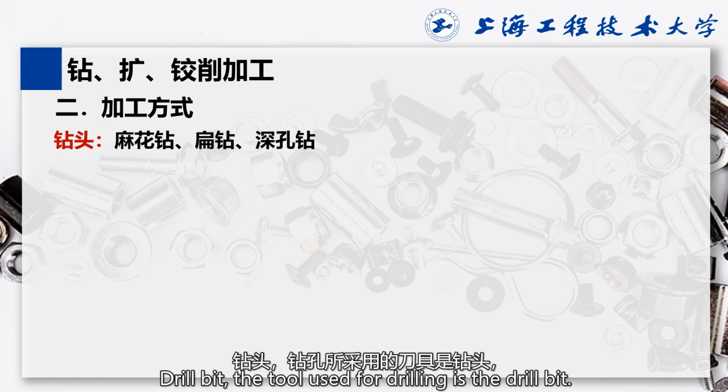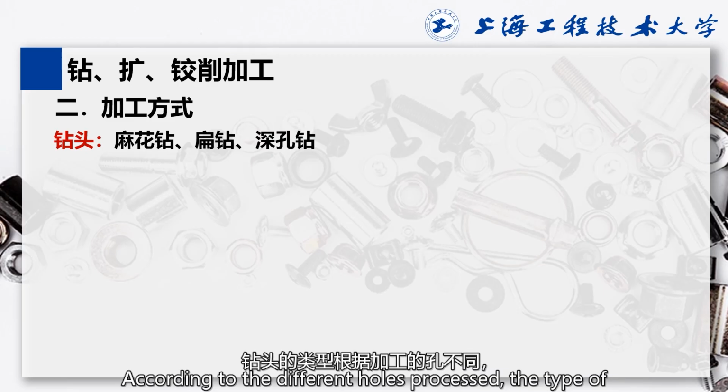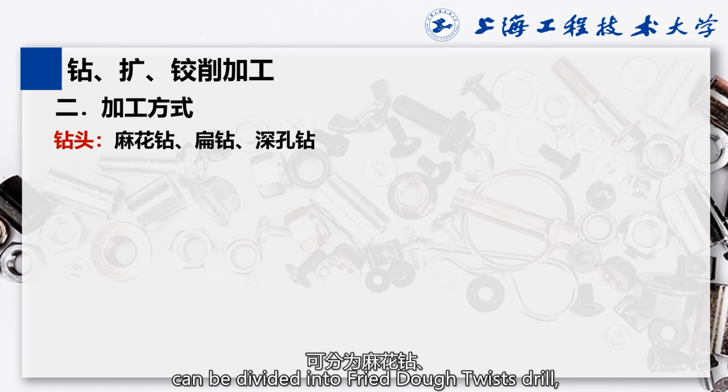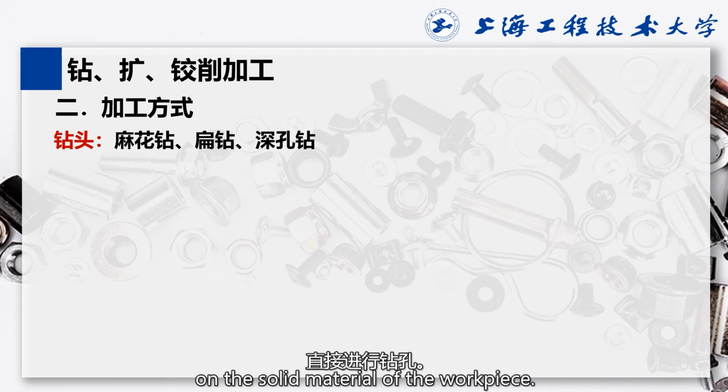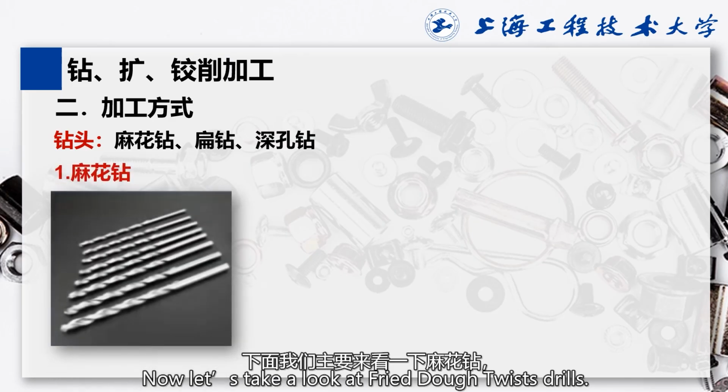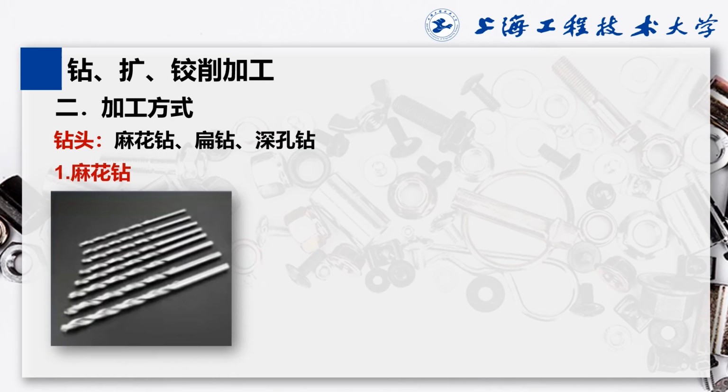Drill bit. The tool used for drilling is a drill bit. According to the different holes processed, the type of drill bit can be divided into fried dowel, twist drill, flat drill, deep hole drill, etc., which can directly drill on the solid material of the workpiece. Now, let's take a look at fried dowel twist drills.